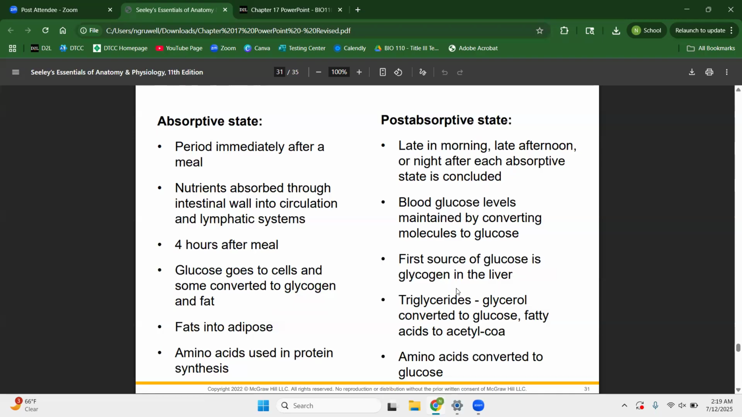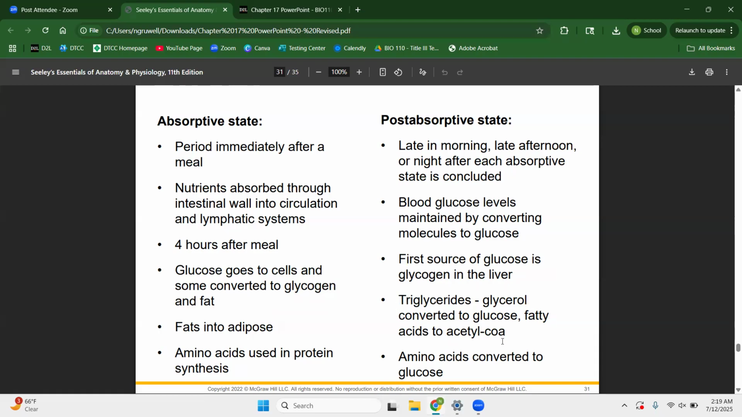Now, if we don't have enough glycogen to break down, one of the other things that happens is we're going to start breaking down triglycerides. We can go through a special process that is going to convert a substance called glycerol into glucose. So that's using fat to make glucose.